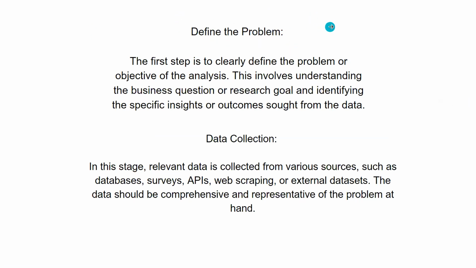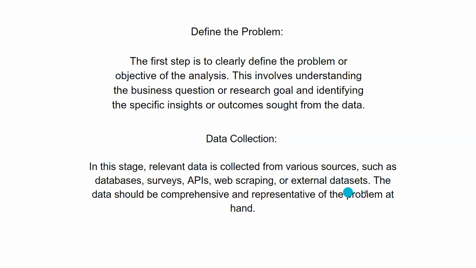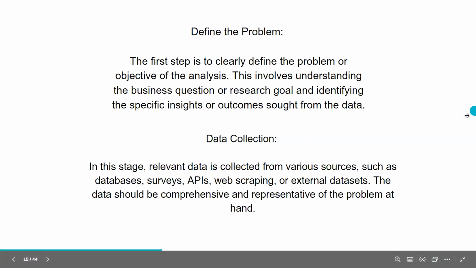Okay, we define the problem. The first step is to clearly define the problem or objective of the analysis. This involves understanding the business question or the research goal and identifying the specific insights or outcomes that we are after from the data. Then data collection: getting the data that we need after identifying the problem. You could get it from your database that you use at work, or you could need it from various other departments. It depends on what you are working on.